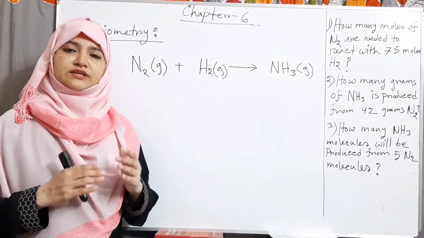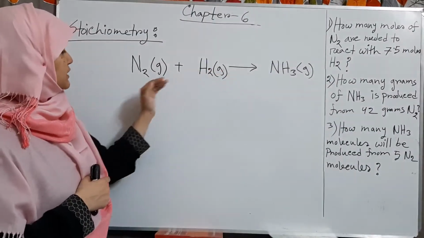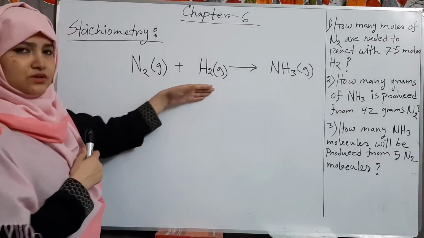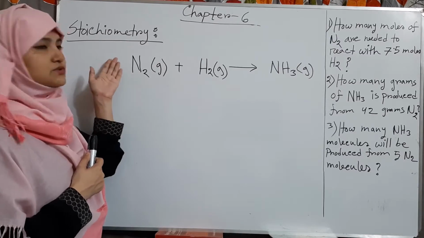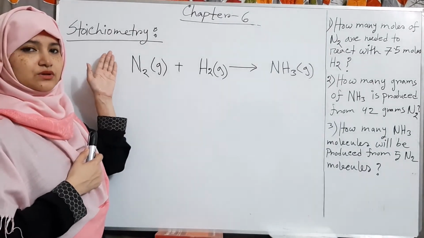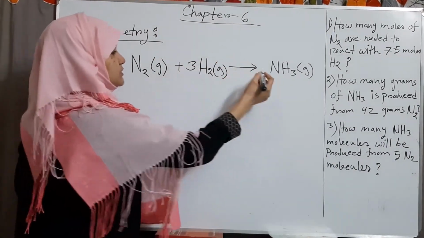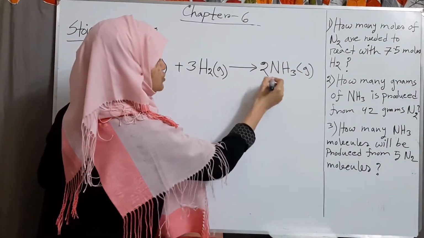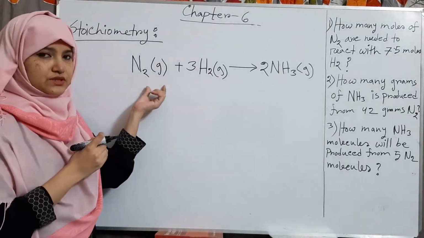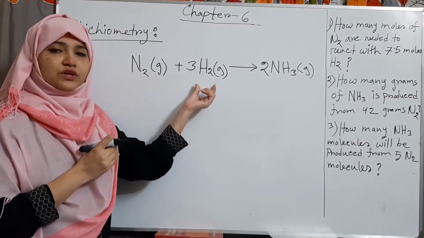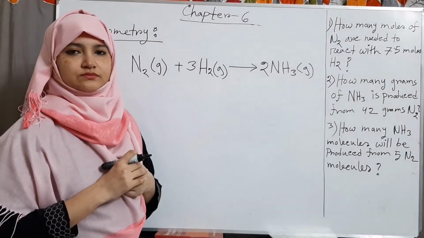And also we need a balanced chemical equation. This equation is not balanced, so for balancing it we have to add some coefficients in front of these molecules, which is 3 for hydrogen and 2 for ammonia. That means 1 molecule of nitrogen gas reacts with 3 molecules of hydrogen gas and produces 2 molecules of ammonia gas.